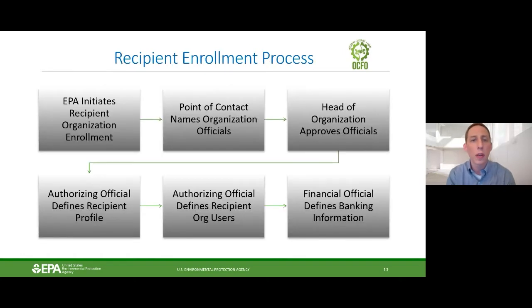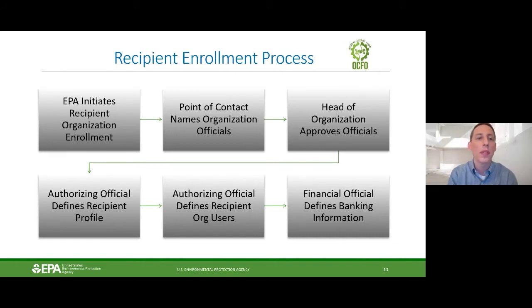This is a flowchart showing the enrollment process. EPA initiates the recipient organization enrollment. Point of contact, names of the organization and the officials. After that information is put into the system, the next step is for the head of the organization to approve those officials. Then the authorizing official has to define what the rules are for each of the recipient profiles. The authorizing official then defines the recipient organizational users, and then finally, the financial official defines the banking information.